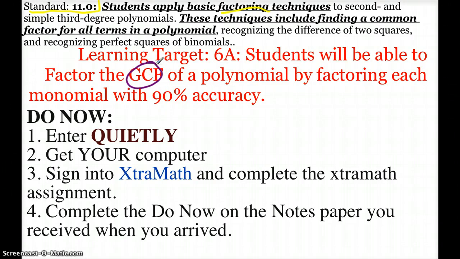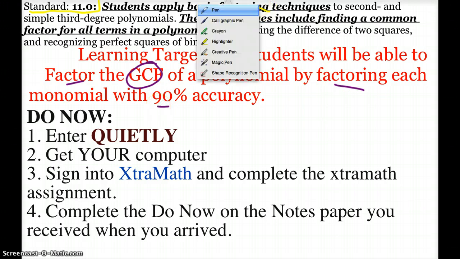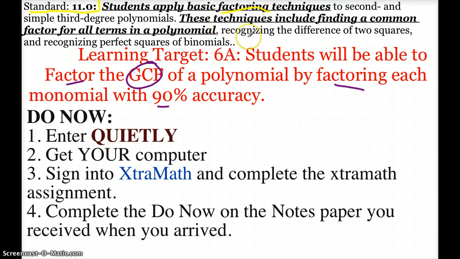Now you have to remember the things that you learned in Ms. Castellanos' class. We do work together as far as planning our lessons. So GCF, factor trees, etc. I'm skipping over that because I know she covered it with you guys. Students will be able to find or factor the GCF of a polynomial with 90% accuracy. So 10 questions, 9 right or more.